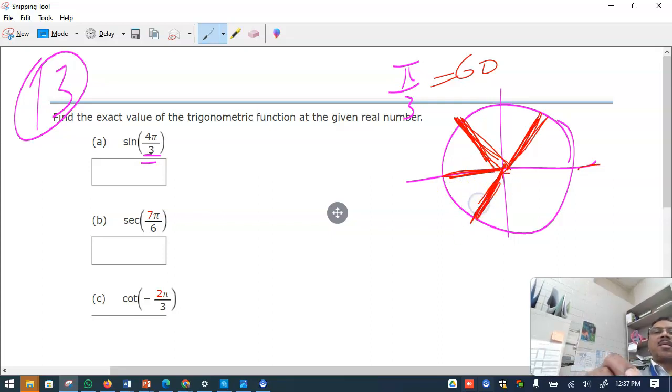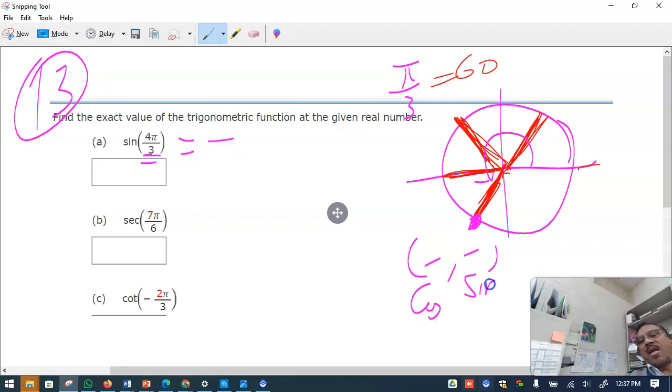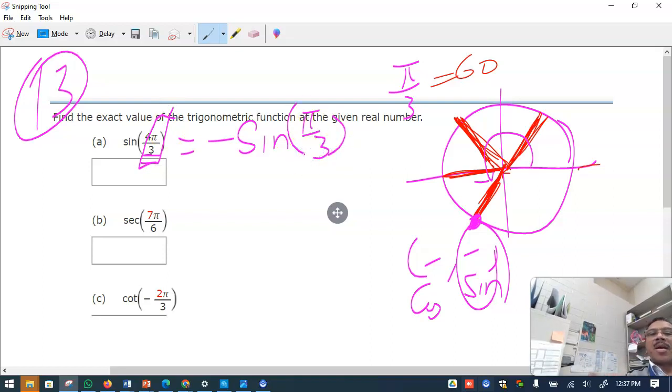So this angle is 4 pi by 3, both minus minus. So this answer has to be minus, because this is cosine, that is the sine. So sine is negative, and then write down the sine of the reference angle, which is pi by 3. When we talk about reference angle, it is the positive acute angle made by this terminal side with the x-axis.